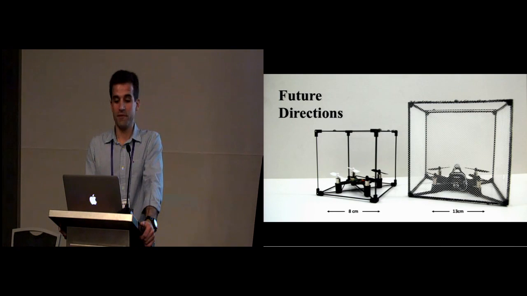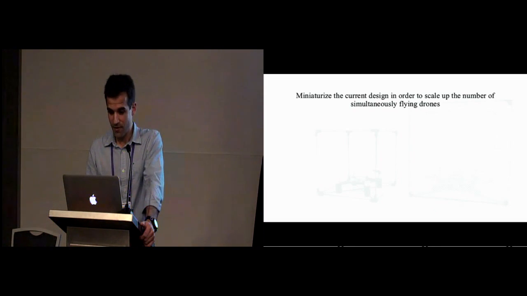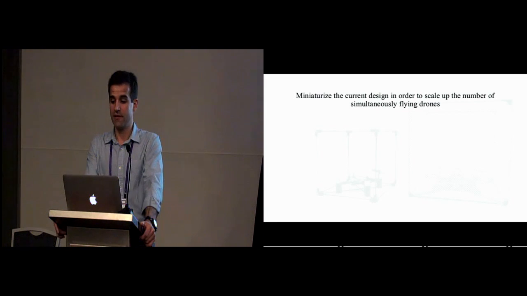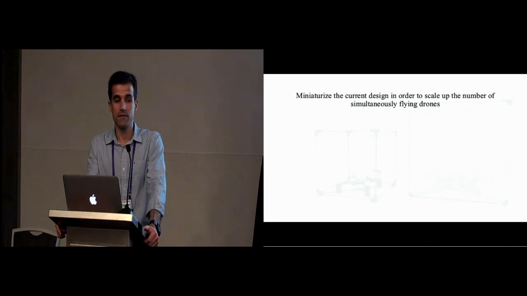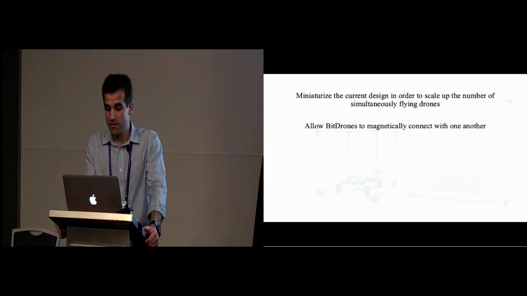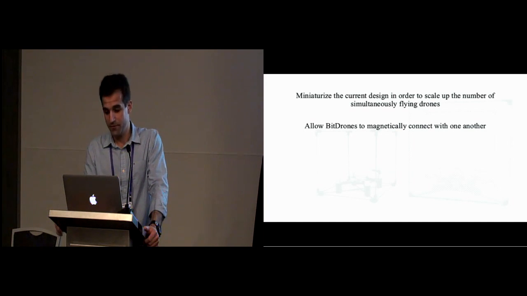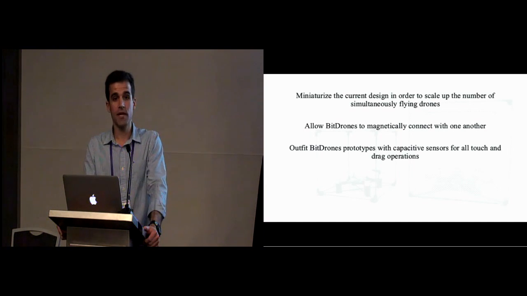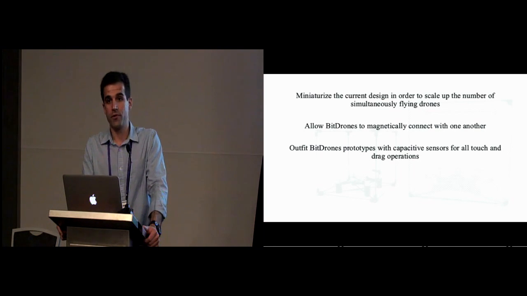But there are also a number of immediate goals that we hope to achieve in the next iteration of BitDrones. We are currently miniaturizing the design of BitDrones in order to scale up the number of simultaneously flying drones. We will add magnetic bonds, allowing BitDrones to connect to one another in order to mitigate the sparseness issue. We will outfit BitDrones with capacitive touch sensors for all touch and drag operations without the need for user augmentation.